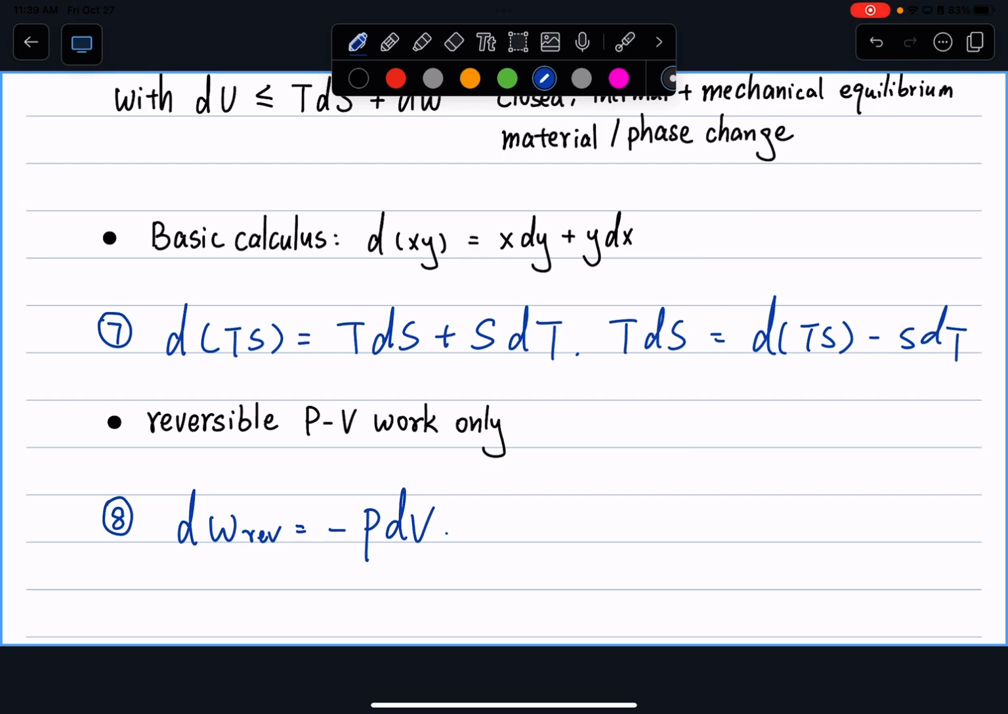We have dU minus d(TS) smaller than or equal to negative SdT minus PdV. Okay? And again, for calculus, you can rewrite this term to be something like d(U minus TS), smaller than or equal to negative SdT minus PdV.